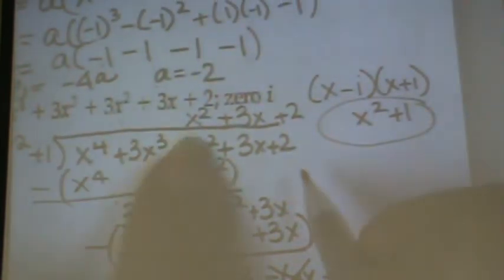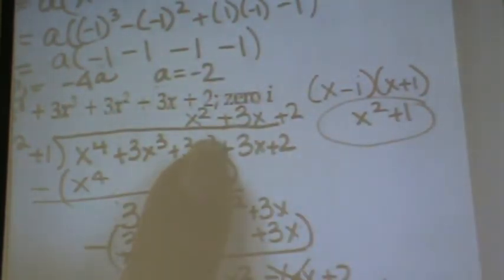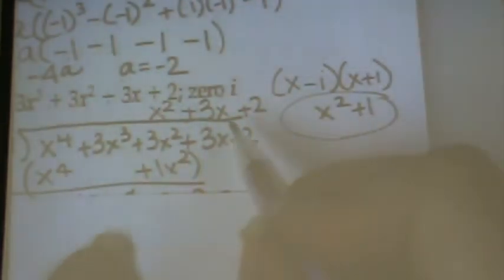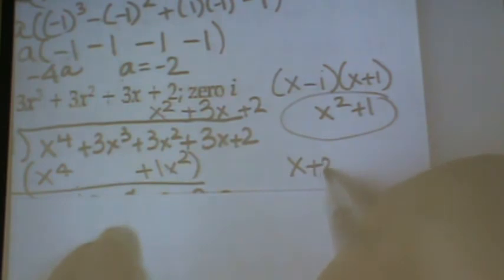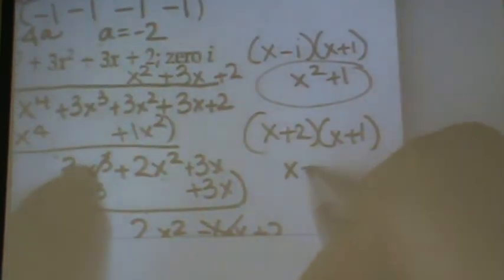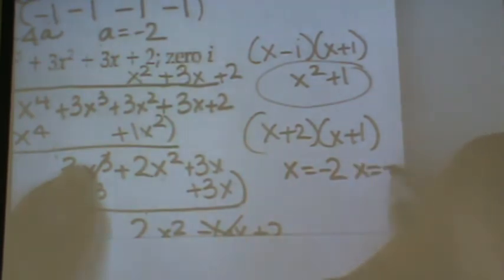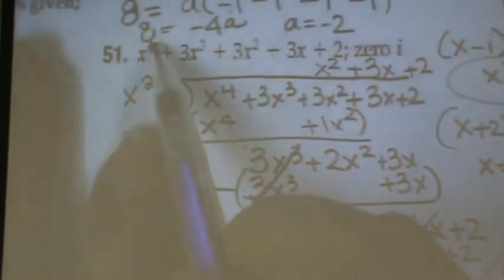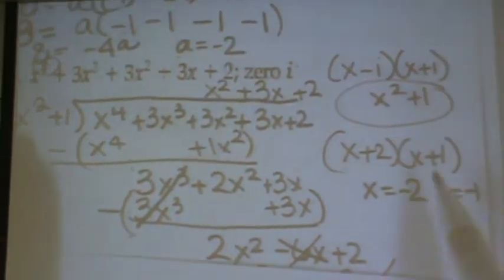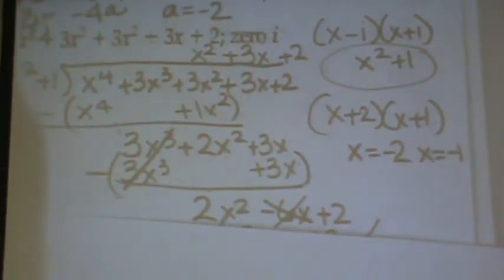So now what you have here is a polynomial, and what you would need to do is factor that completely. So how do you factor x squared plus 3x plus 2? It's x plus 2 times x plus 1. So your zeros are negative 2 and negative 1. So what are the four? You're going to find 4 zeros. i is one of them, negative i is the other one, negative 2 and negative 1. There's your 4.